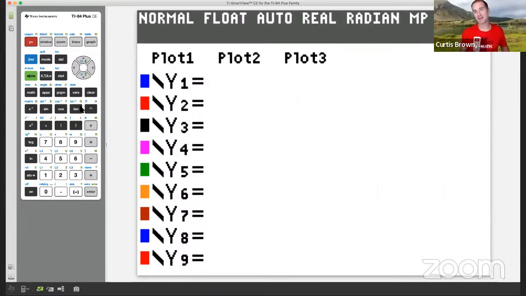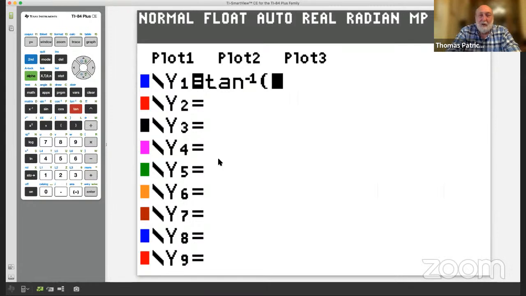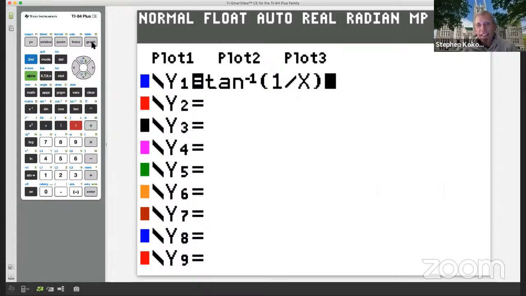Wanda's up for 25 bonus points here. We need the bonus points now, Wanda. All right, well, let's see what would happen if we did the inverse tangent of 1 divided by x? What would that do? I don't know. Do tell.